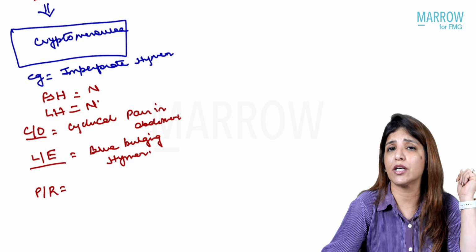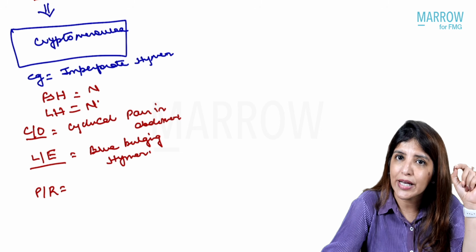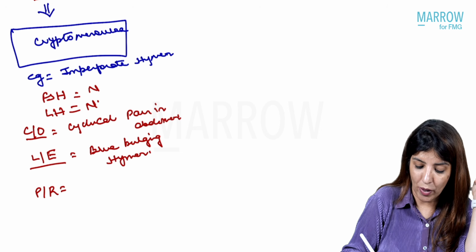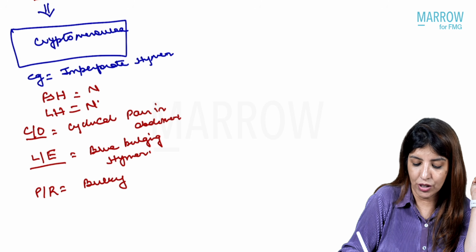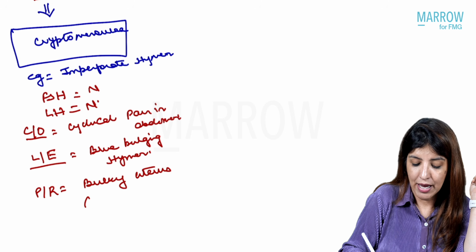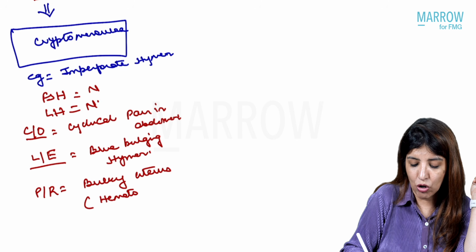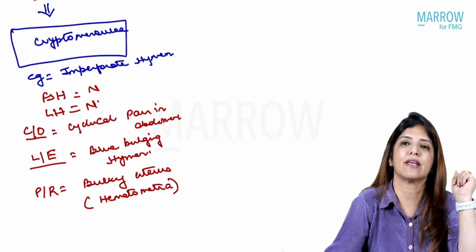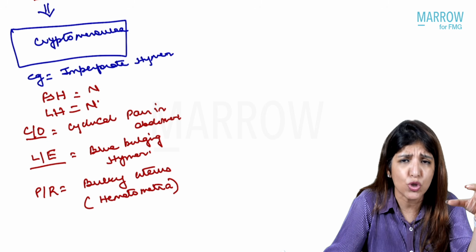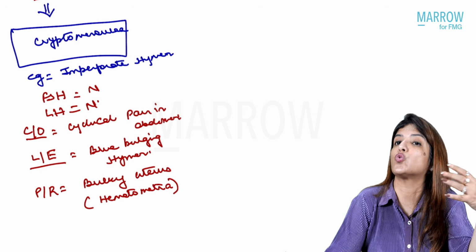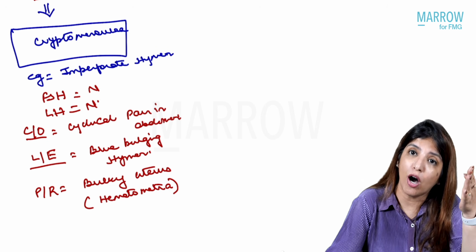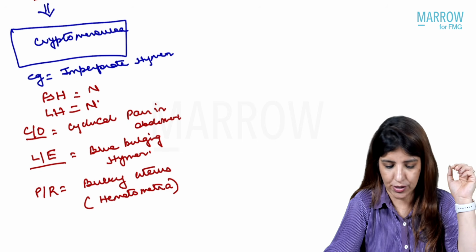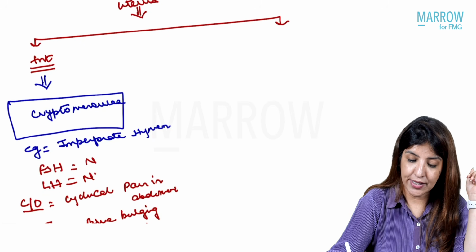What do you expect in a case of cryptomenorrhea? You expect the blood to be collected inside the uterus, right? And that is why on per rectal examination, there will be a bulky uterus. This bulky uterus is because of collection of blood inside the uterus, which is called hematometra. So much so, sometimes the uterus is so enlarged that on per abdominal examination also you might be able to feel the uterus, right?